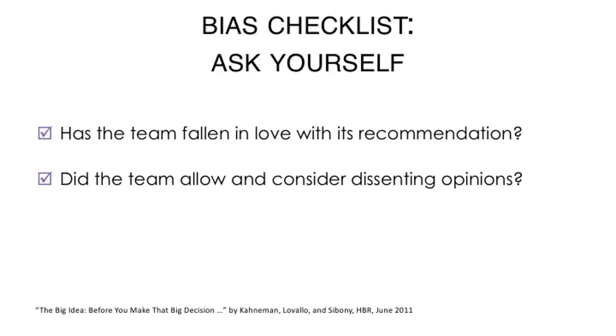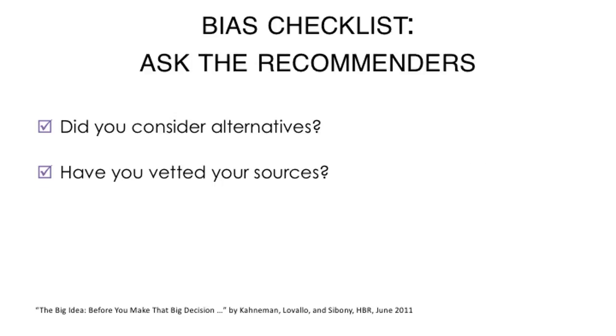In the article, there are more things about asking yourself. You can read the article and take it there. On the bias checklist for the people making recommendations, we've already talked about alternatives. Remember, there's four of them: do nothing, do something safe, do something unusual, or do something risky. And then back to the point of vetting your sources, think in terms of the sources that we used that got us into Iraq. I don't care where you are on the political spectrum, but the point was we assumed that there were weapons of mass destruction, and we should have done a better job of vetting the sources that were telling us that there were.